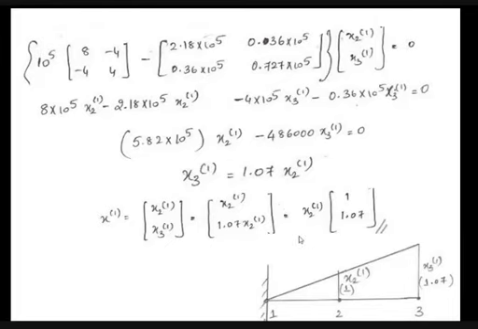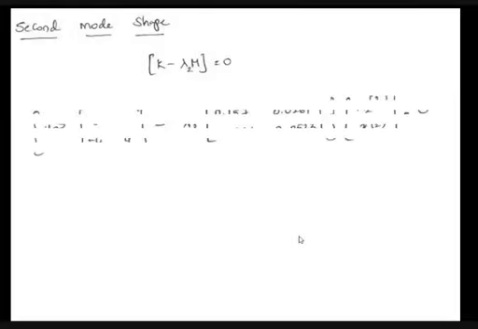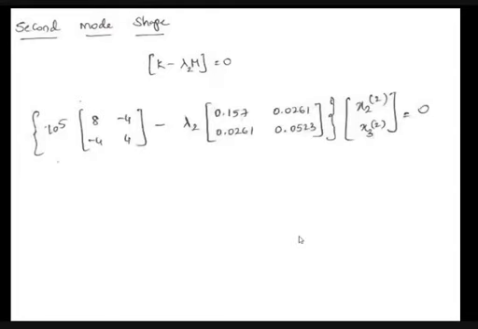Now to find out the second mode shape, what will I do? So k minus lambda m into x is equal to 0. Here my lambda value will be lambda 2. So what is lambda 2? So let us first substitute the k and m value. Then later let us substitute lambda 2 value.